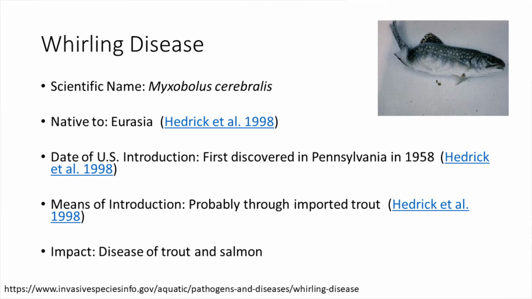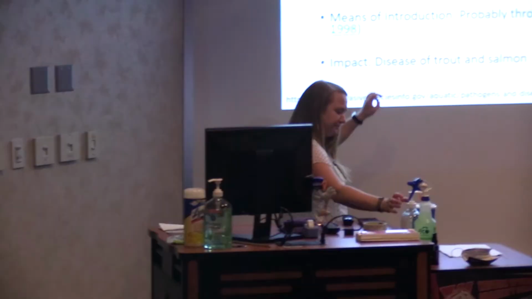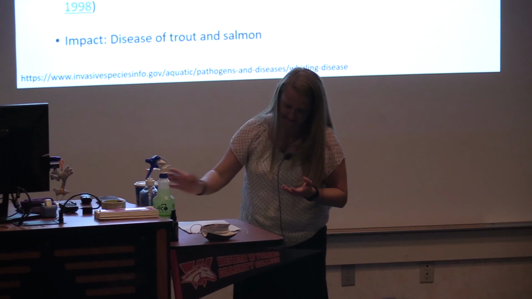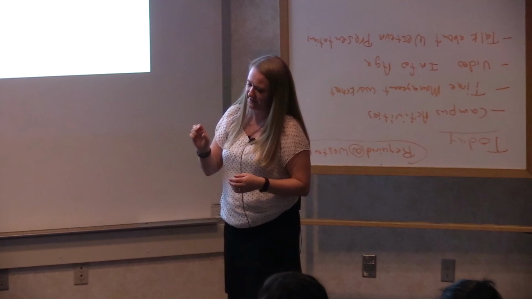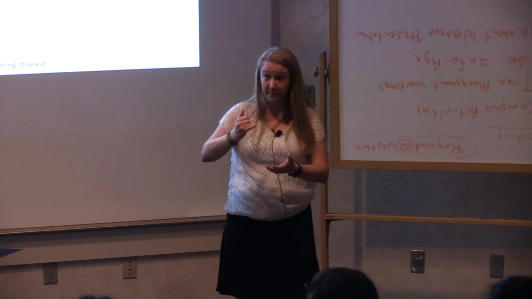So those two, we've got an aquatic plant, an aquatic invertebrate example. This is an aquatic pathogen called whirling disease. Whirling disease is caused by a parasite, and it gets its name because in the fry, the teeny tiny babies of this fish, when they have this parasite, their spine is malformed. And when they try to swim, all they do is swim in little corkscrews.